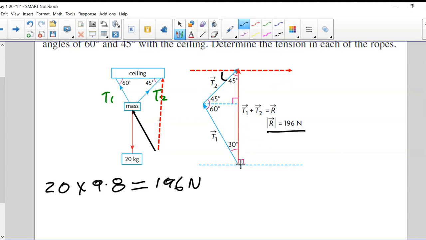And by the way, this vector that's pointing up must have a 196 newton force to balance the vector that's pointing down to suspend this weight of 20 kilograms. So that's why this vector that's pointing up has a magnitude, right? The force of that vector is 196 newtons because it's the exact opposite vector to the vector that's pointing down, which keeps that thing in place.